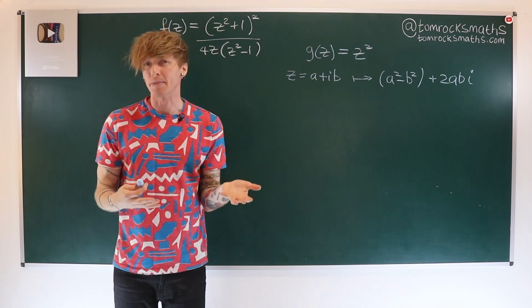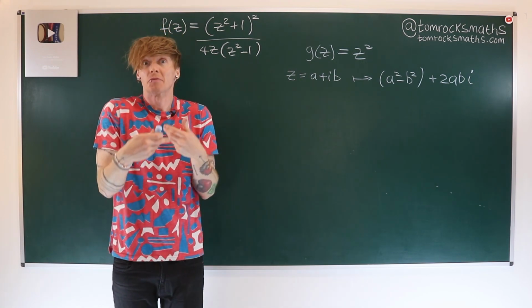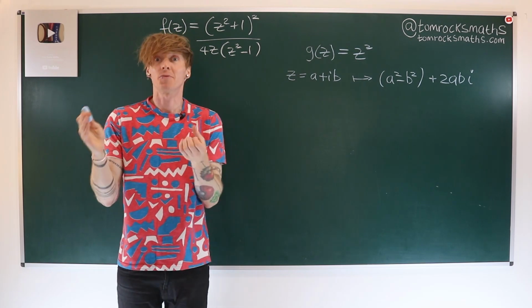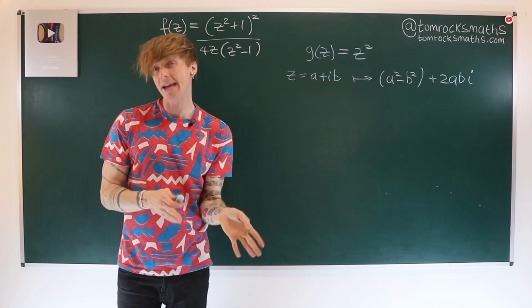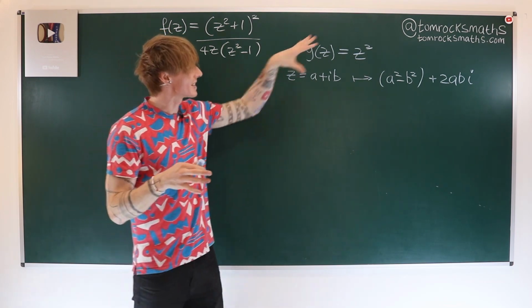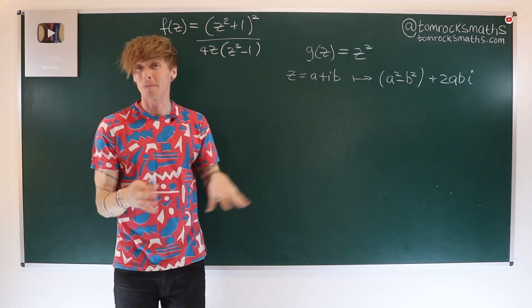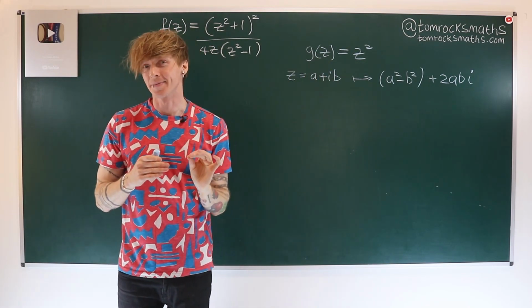Even with the real numbers, we have multiple square roots. So for positive real numbers, if we were to square root them, we would get both positive and negative branches of the square root function. And something similar is going to happen in the complex plane, but it's a little bit more complicated.